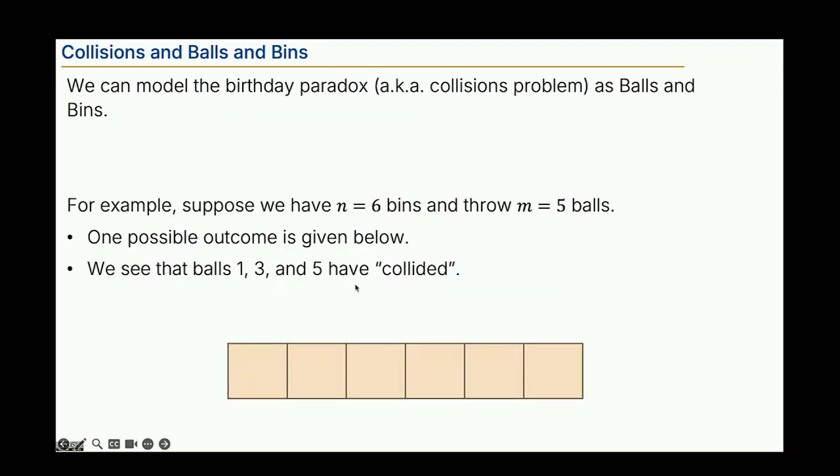Okay? So we can model the birthday paradox as balls and bins. In fact, this whole note is about balls and bins, 3 different ways of thinking about it. So if we have 6 bins and we throw 5 balls, one possible outcome is the following. So we have 4 in bin 2, 2 in bin 3, 3 in bin 5, 1 in bin 5, 5 in bin 5. So those 3 different people, so to speak, have the same birthday. All these balls have collided.